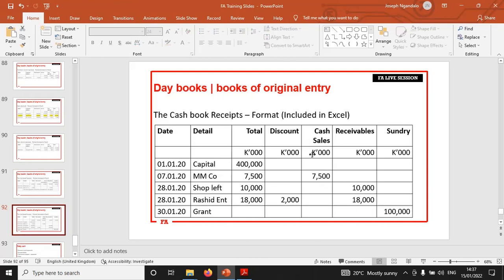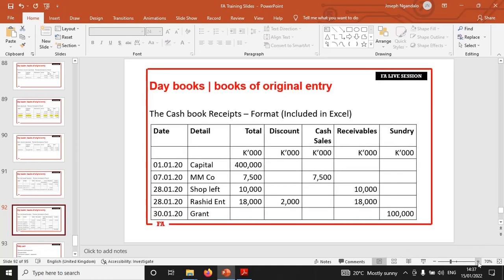When it comes to receipts, you were receiving quite a number of receipts. But it's very important for us to appreciate the fact that this cash book is analyzed. Again, there's a question in your book, perhaps. When we say analyzed cash book, we mean a cash book with different columns. Which columns can you see there?